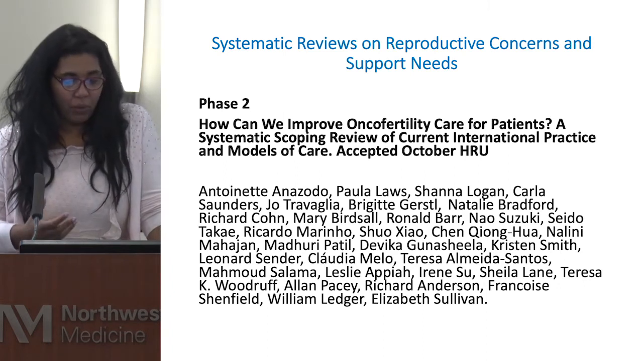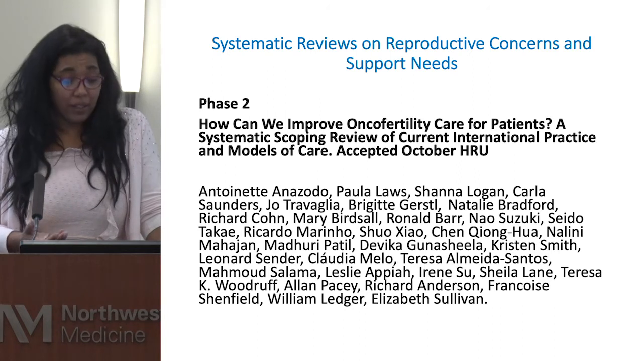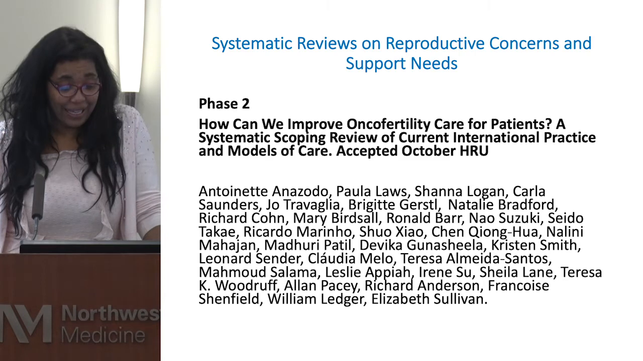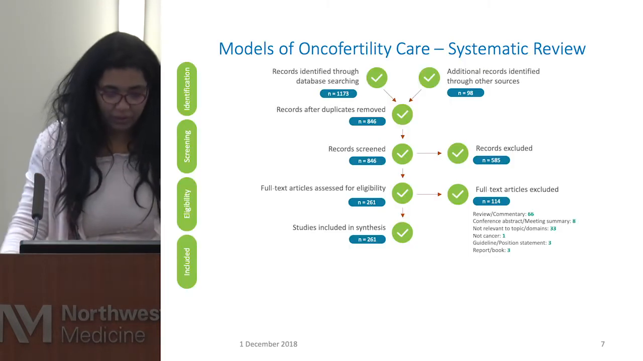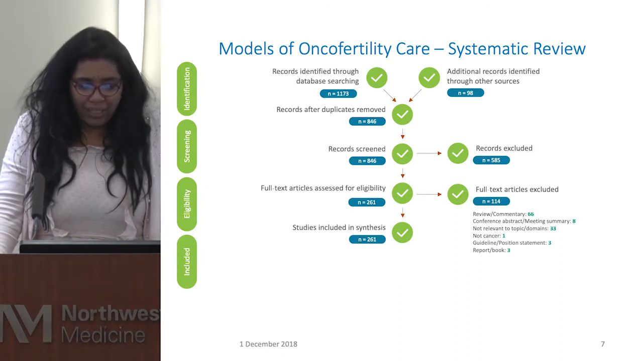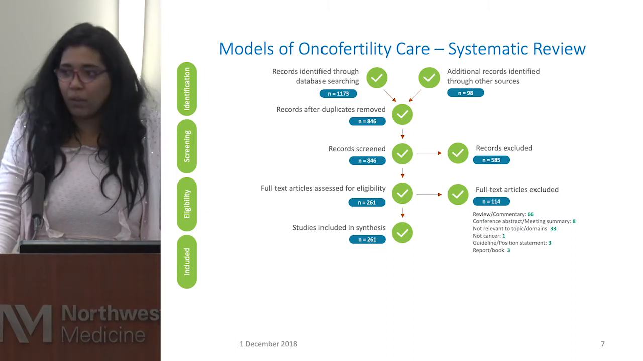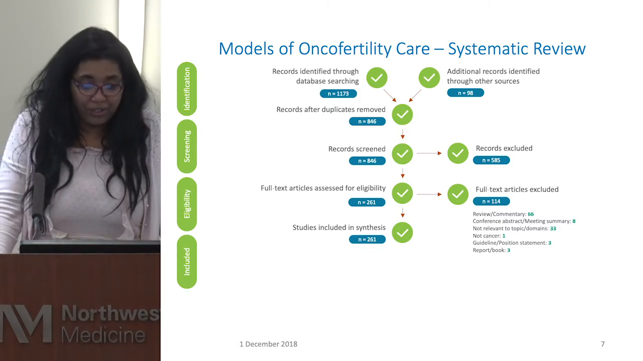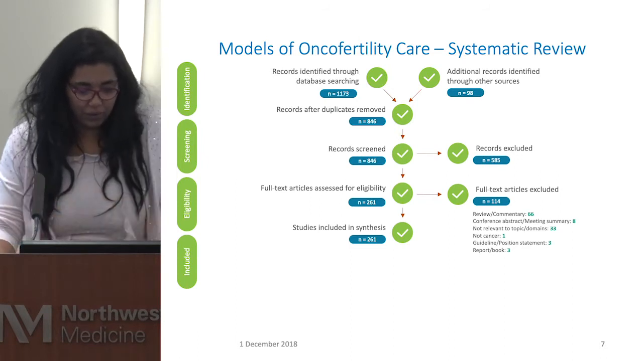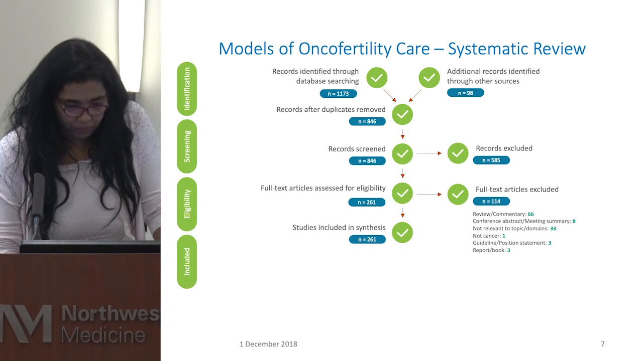So here we wanted to take what our consumers had said was important in terms of domains for a model of care and look at the literature. So here we did a systematic review. We had just under 1,300 papers that met the Prospero PRISMA criteria, and we ended up with 261 papers that were included.